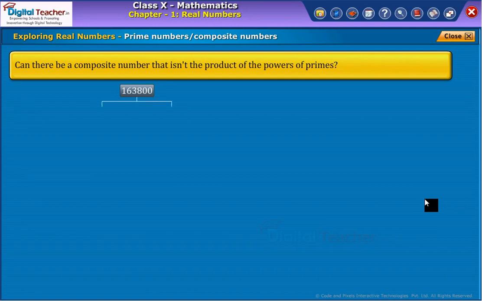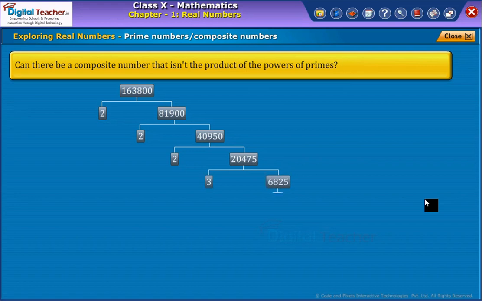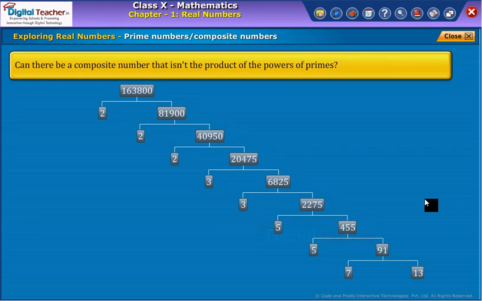163800 can be written as 2 into 81900, and 81900 can be written as 2 into 40950. 40950 can be written as 2 into 20475. 20475 can be written as 3 into 6825. 6825 can be written as 3 into 2275. 2275 can be written as 5 into 455. 455 can be written as 5 into 91. And 91 can be written as 7 into 13. Here is the factorization of 163800 as shown.